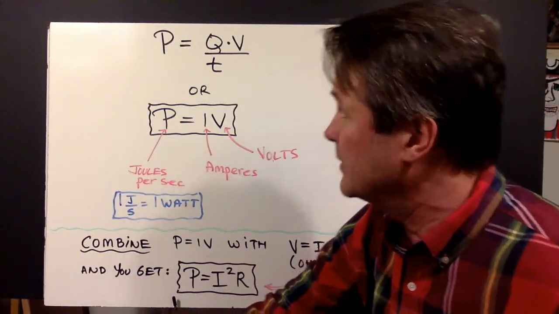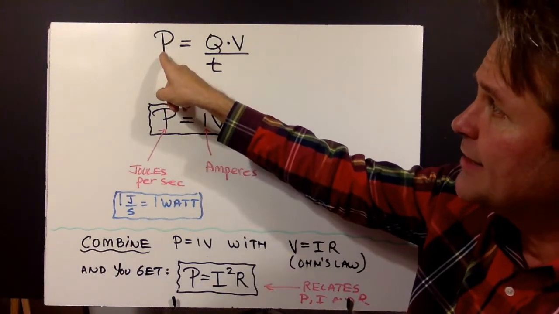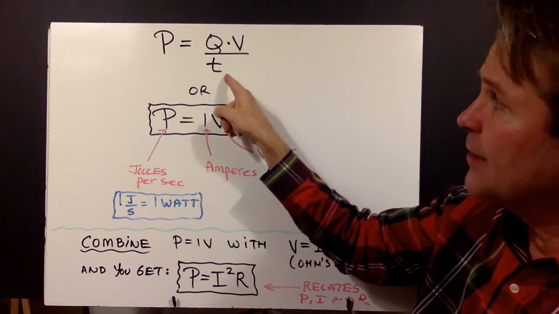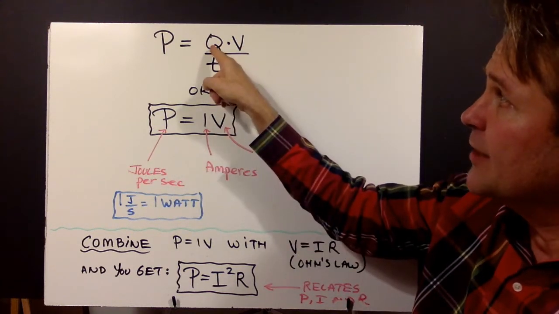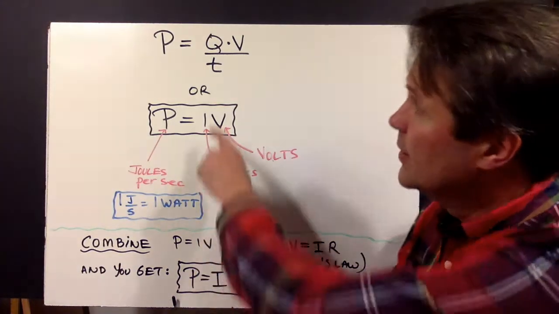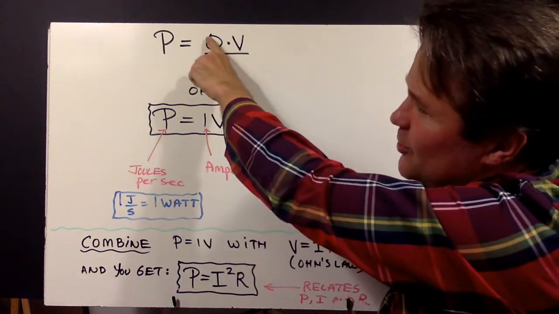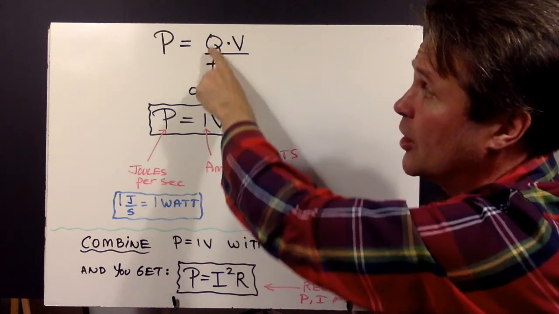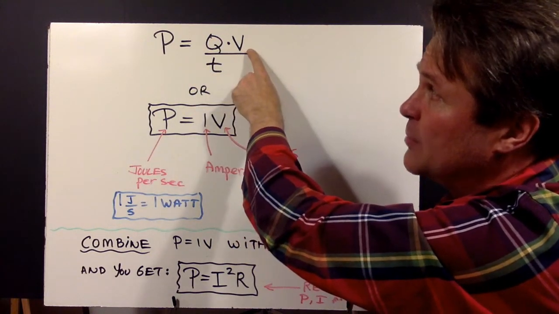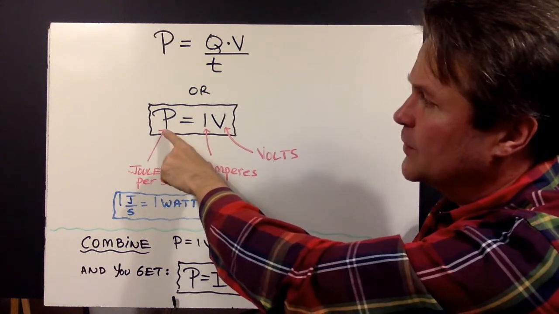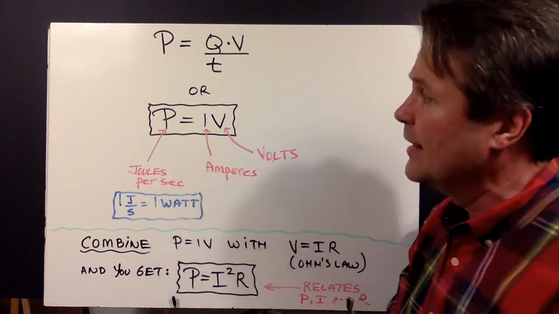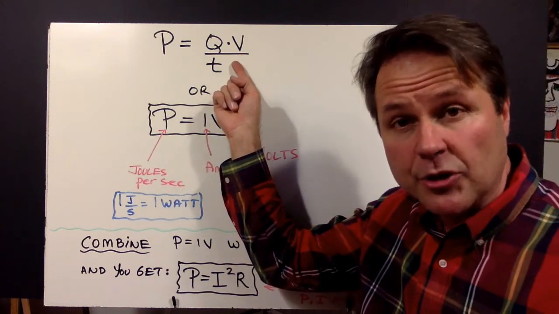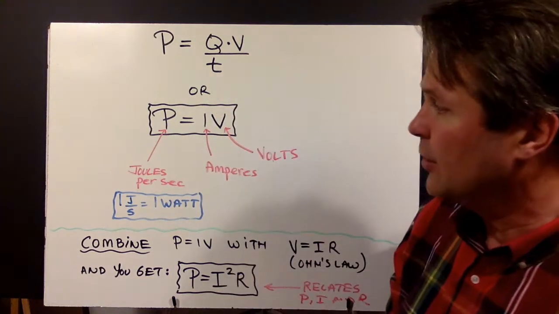So let's look at creating a formula. What I just said is that power is equal to the energy, Q times V, divided by time. Now Q divided by t is equal to current. Current is charge per unit time. And if we multiply that by voltage, we get this formula, P is equal to IV. This is the common power formula, although if you know something about the charge involved, you can use that also.